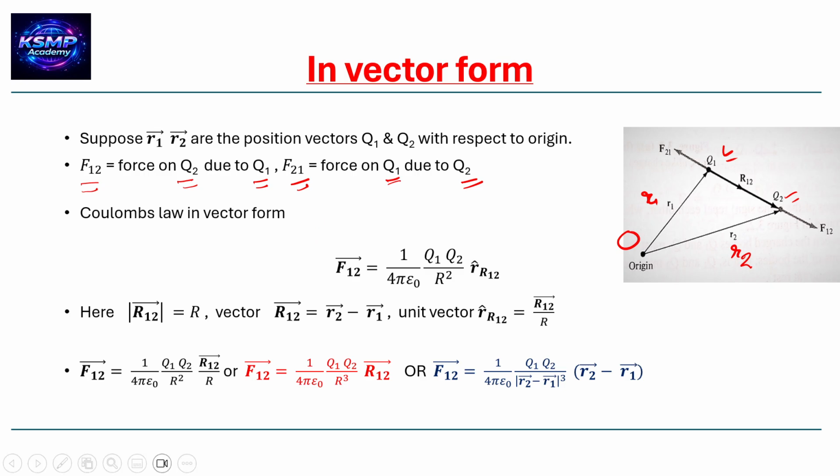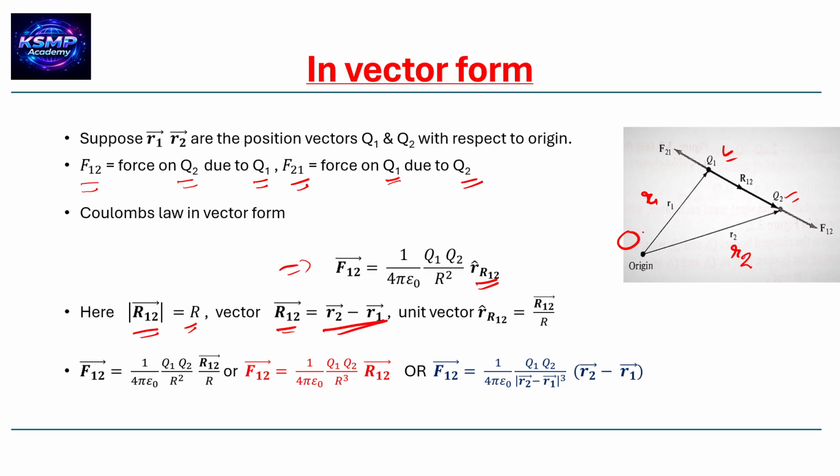So as per this law, in vector form, force F12 we are writing first. So 1 by 4 pi epsilon naught Q1 Q2 upon R square, and we will place a unit vector here. We know force is a vector quantity. So here unit vector R12 has been placed here, and vector R12 is having magnitude R, that is distance between the charges Q1 and Q2, and as per vector algebra, R12 will be given as R2 minus R1.